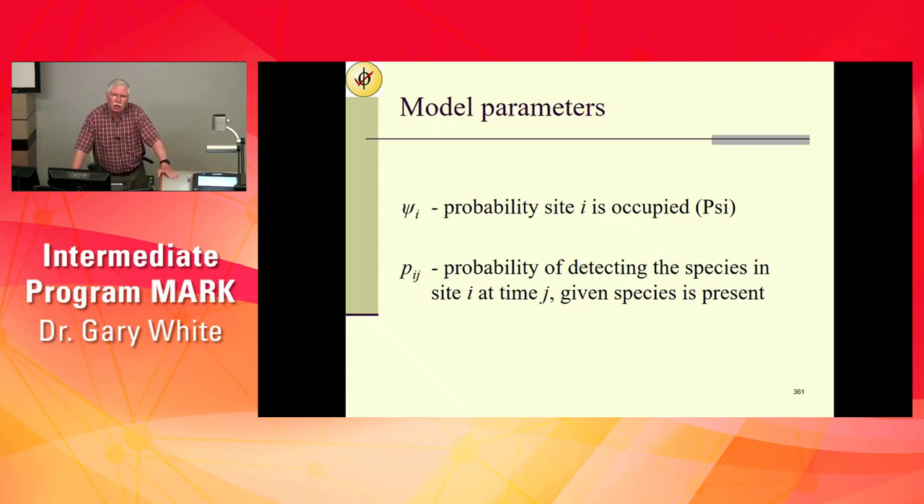All right, so you've got this probability of occupancy, and then you've got P, the probability of detecting a species. Now, no marks here. We're not marking animals. All we're doing is going out and surveying a site, and we're saying, did we detect a species? So you can immediately see that a site that's occupied by, say, 100 individuals is going to be much more likely to have a high detection probability than one with, say, one individual, as an example. So we've got this innate heterogeneity that we're going to have to account for.